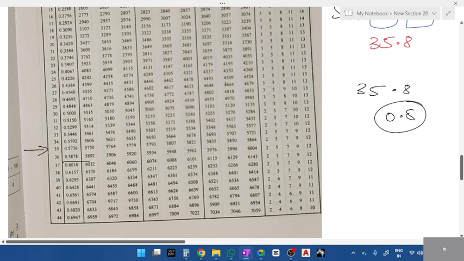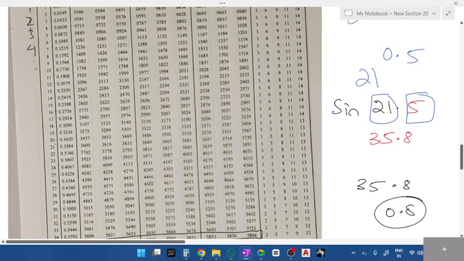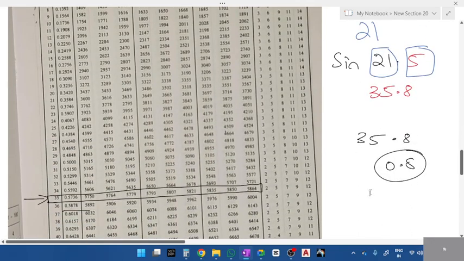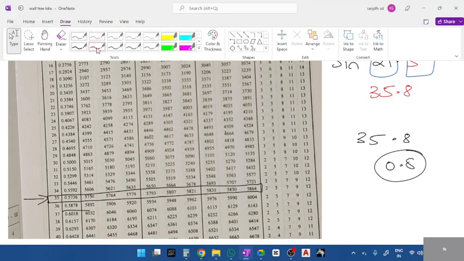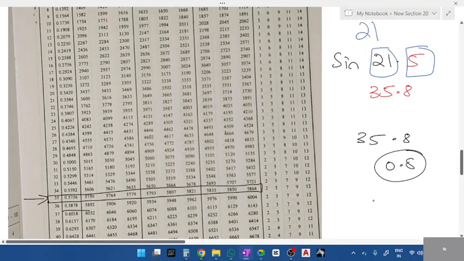See, when we take sine 35, there are so many values. Can you see there are so many values given? In this, which is the 0.8 value? 5850. But that becomes 0.5850. You should answer 0.8. 0.5850 is the answer. Clear?